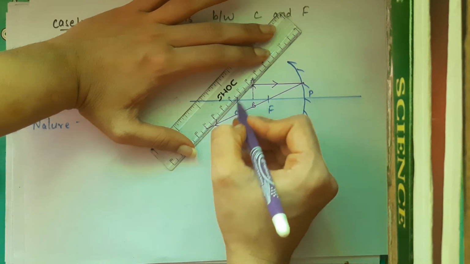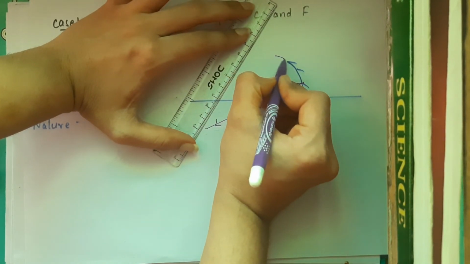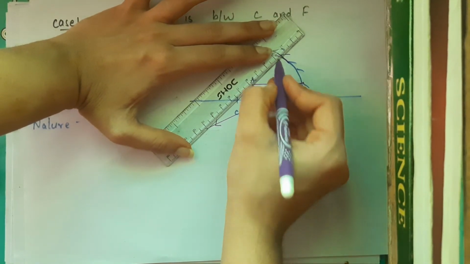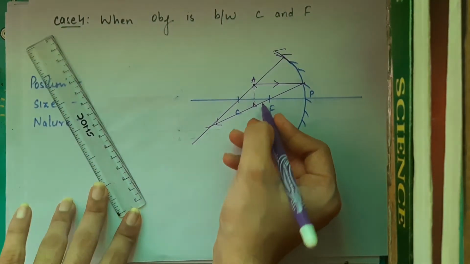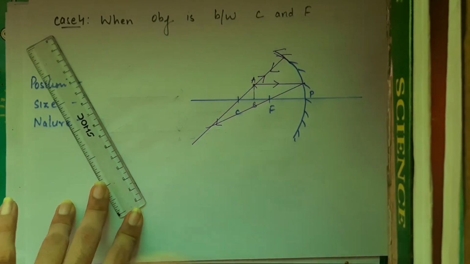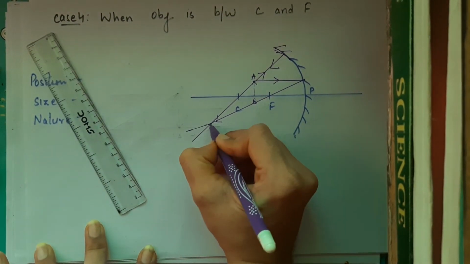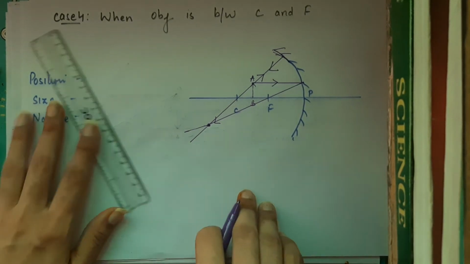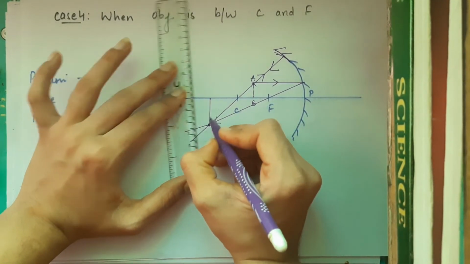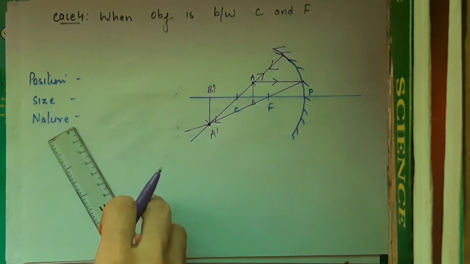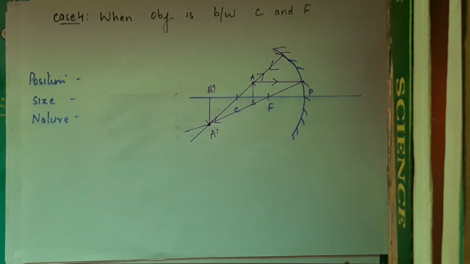So let me draw the light ray, and for that I have to make the mirror a little bit bigger. So this is the light ray and this passes through the center of curvature. It is going here and it is returning back. So the arrows are very, very important. Let's see the intersection point. So the intersection point is this point. So let me mark the image. This is my image, which is A prime B prime. So that is my image.